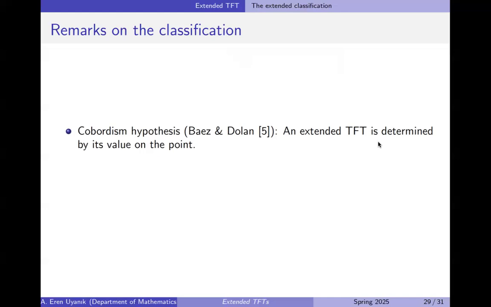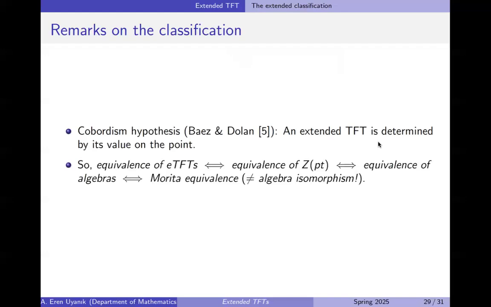So in our case, in dimension 2, a point is sent to a K algebra. So a K algebra determines all ETFTs. And normally, as I said, the equivalences of algebras are algebra isomorphisms, but this is too strict for our case.